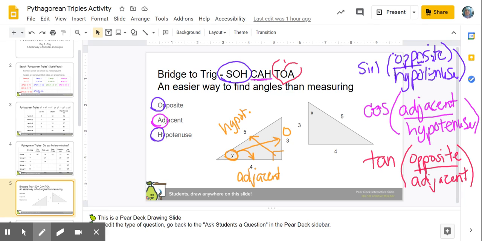So we've got O, A, and H. And then we've got 3 different ways of putting them together. Sine is O over H. Cosine is A over H. Tangent is O over A. And that's how we get SO, CA, TOA.